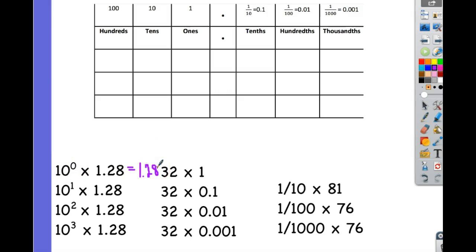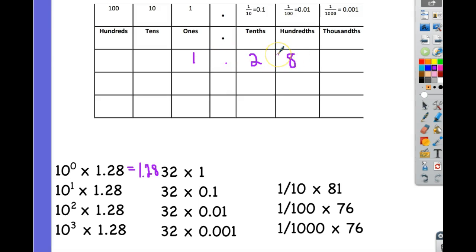Okay, but now we're going to start seeing a pattern coming out. So when I have 10 to the first power times 1.28, that's basically saying I'm going to multiply 10 times 1.28. If I'm going to put this in my handy dandy little place value chart up here, I'm going to put 1.28 up here. 1 is going to go in the ones place, the 2 is going to go in the tenths place, and the 8 is going to go in the hundredths place.